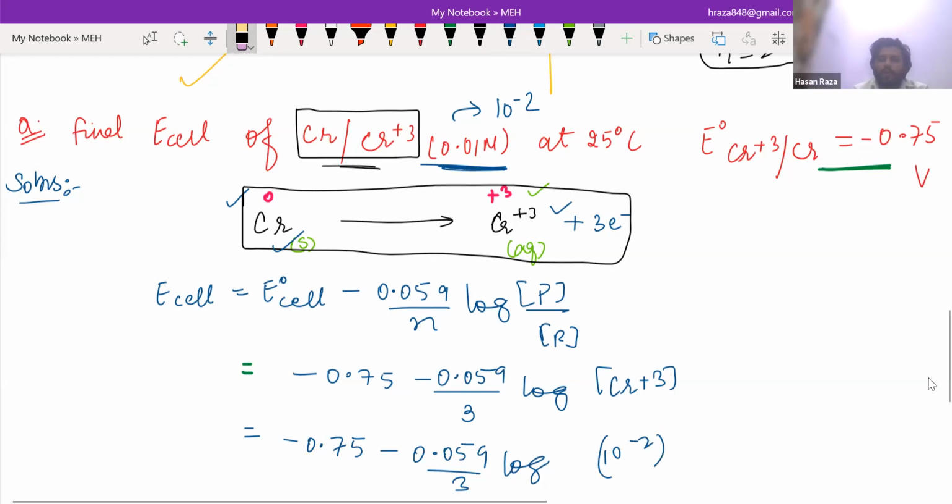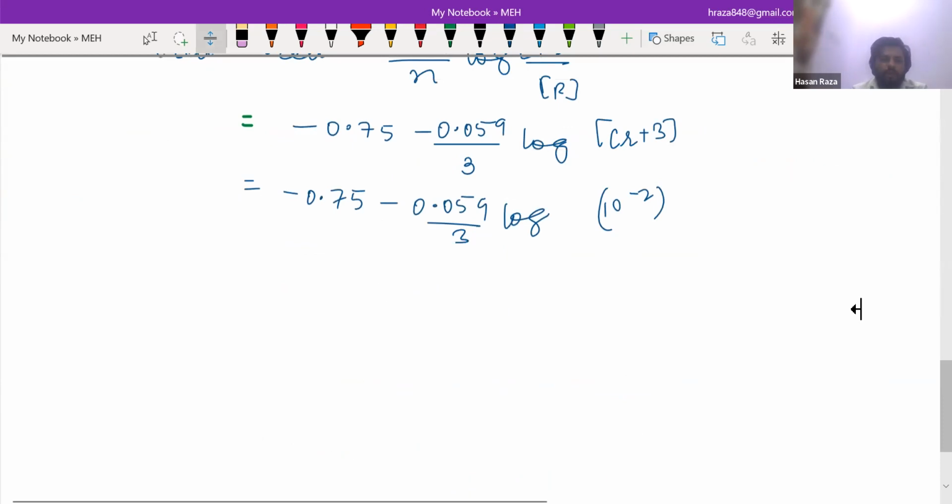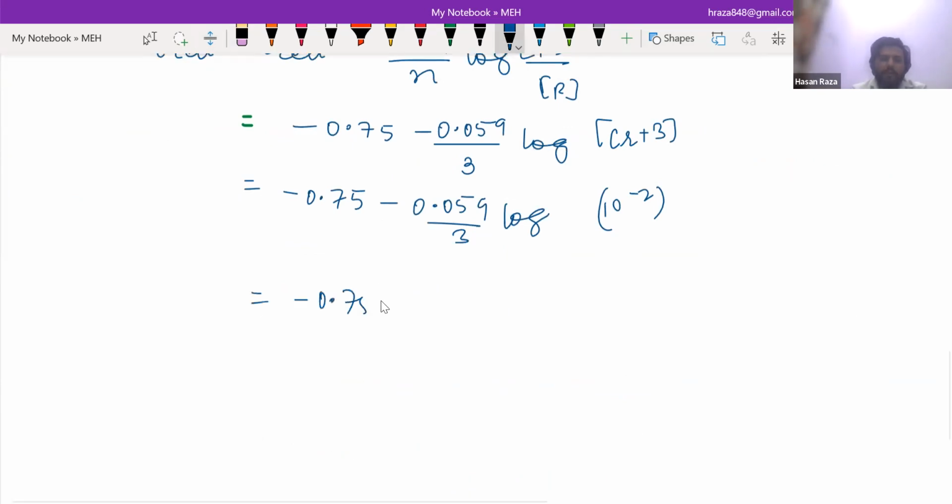Now you just need to solve it. So what I'm going to do, I'm just going to solve it. It is 0.75 minus, I'm going to round it off. Can I write it 0.06?